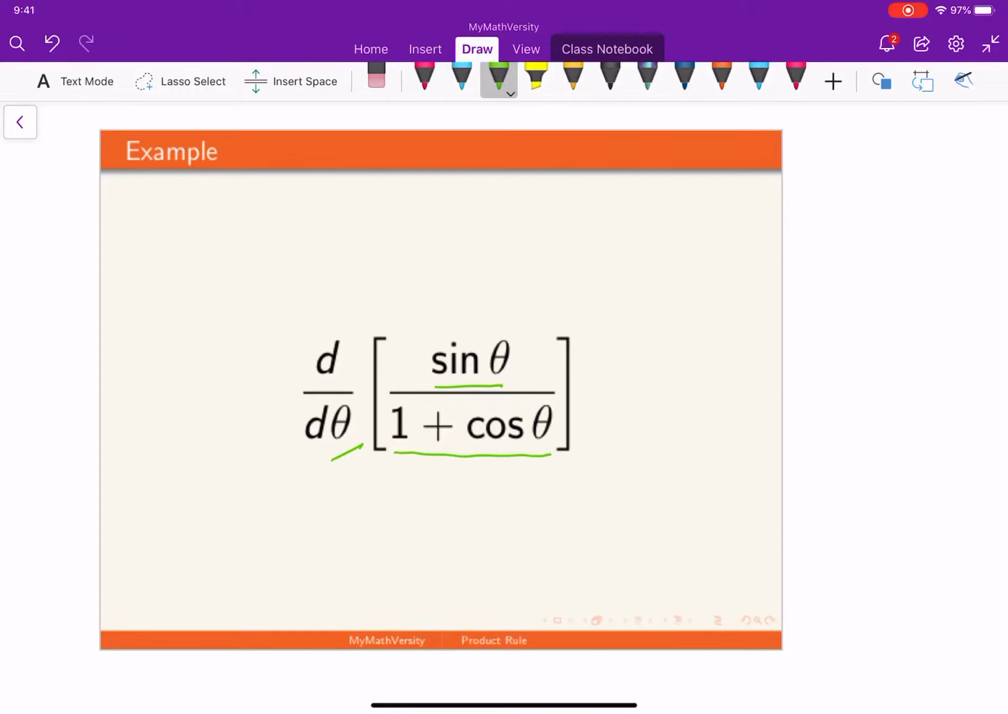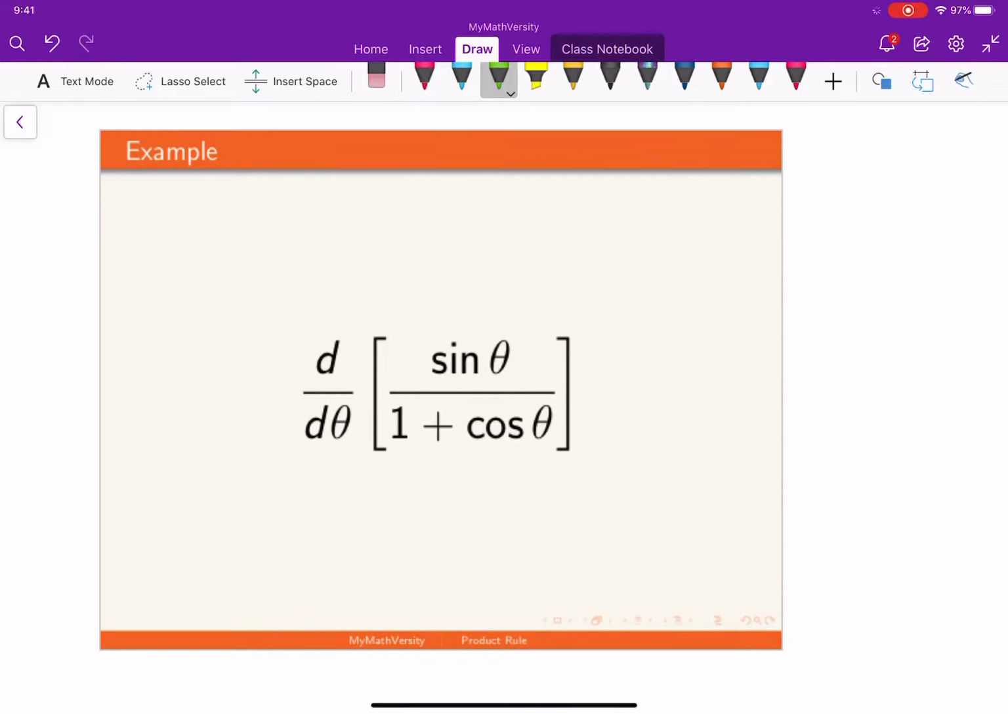As you notice, this given function is actually a quotient: a function at the top, or the numerator, and a function at the bottom, the denominator. If that is the case, this is clearly a quotient function. So in that sense, we can use the quotient rule.